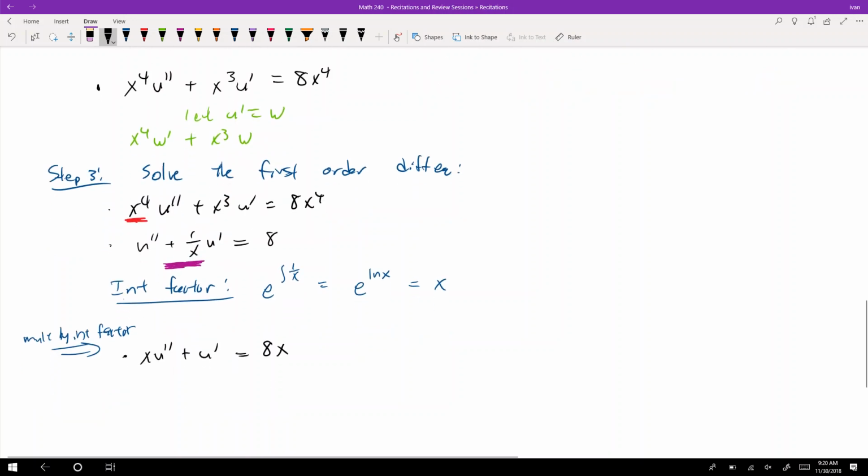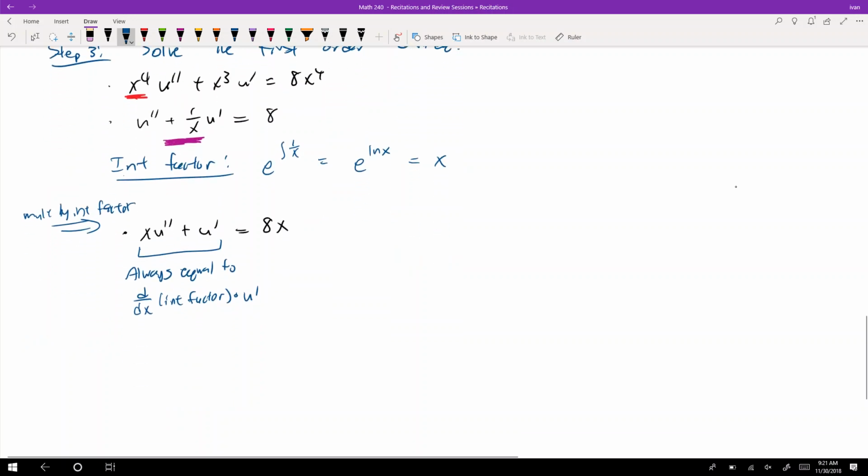This left-hand side is always equal to d dx of the integration factor times u prime. All right, always. And that's the entire reason why we even calculate the integration factor, is so we can have this left-hand side be this property. So now we get d dx of x u prime is equal to 8x.